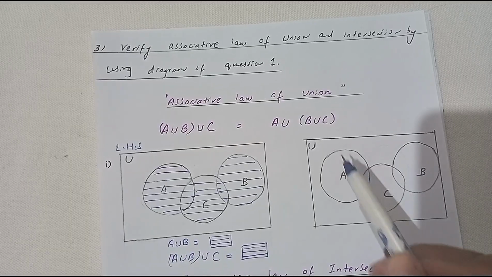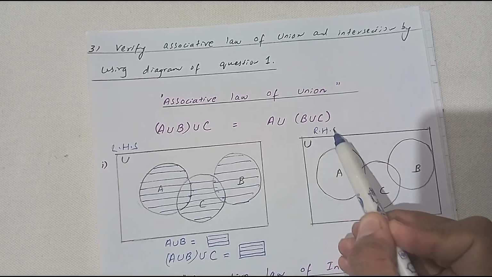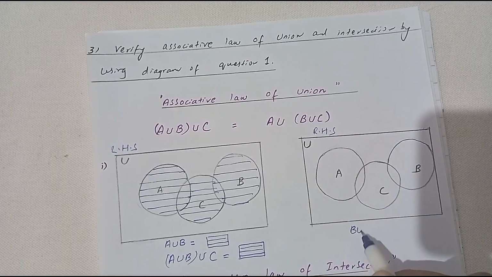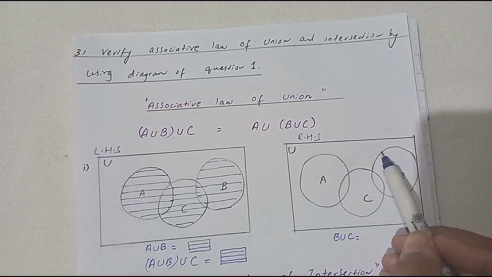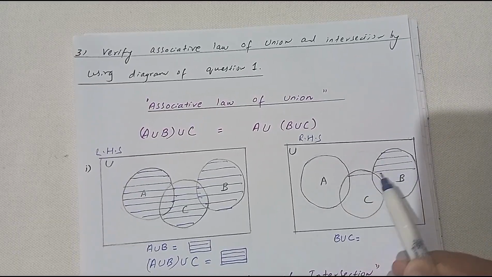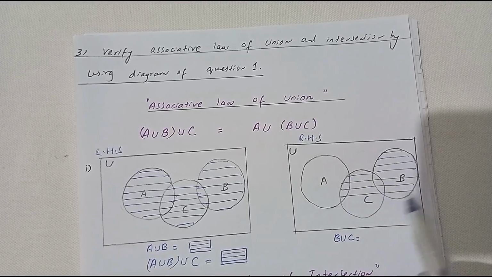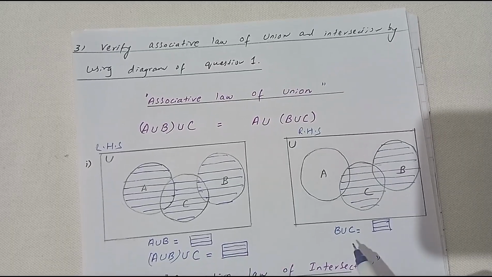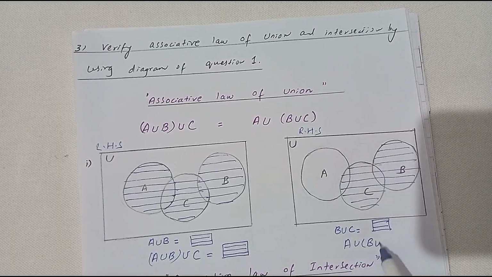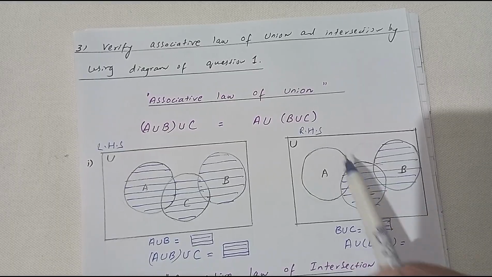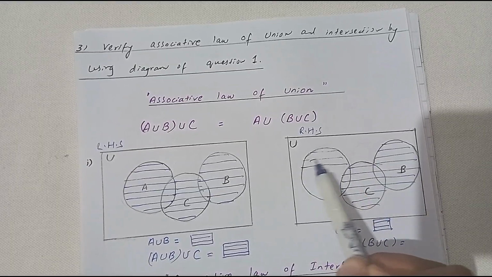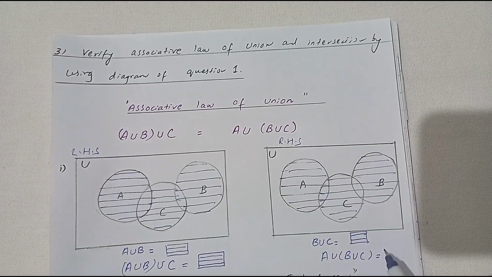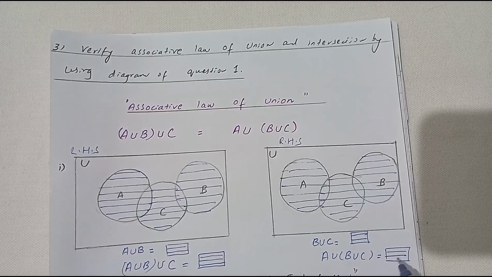Now we do the right hand side shading of associative law of union, that is A union (B union C). So first we shade B union C. B union C means all the area of B and C, shaded with horizontal lines like this. And now A union B union C means all area of A, B and C, so we also shade A with horizontal lines. So the shading of A union B union C is also the horizontal shading of the Venn diagram.